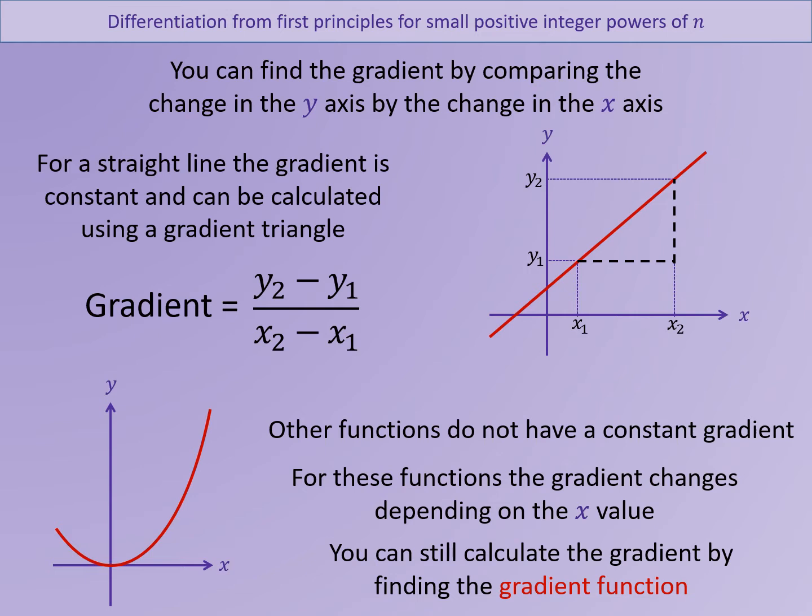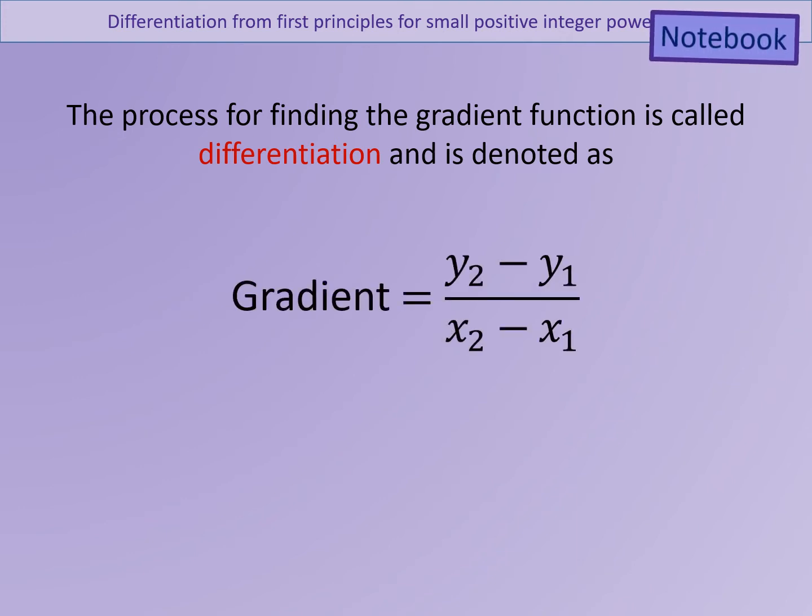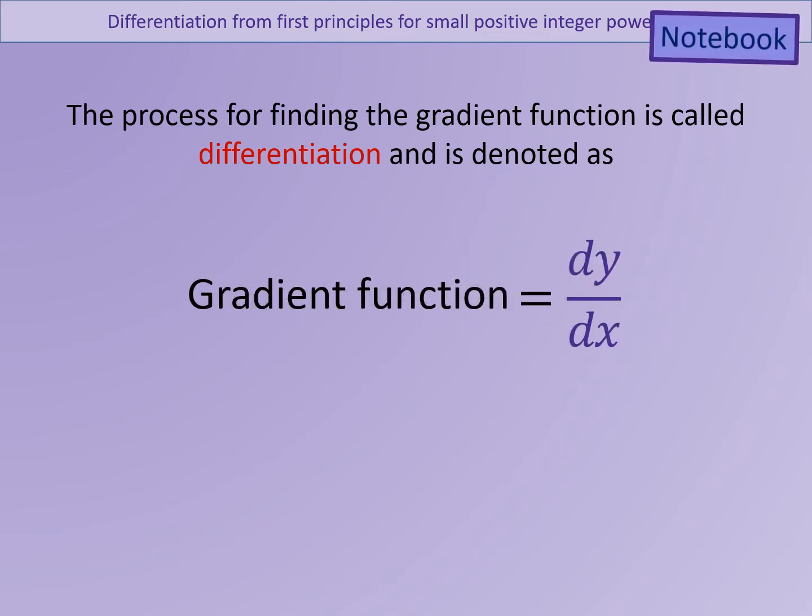And the reason why that method works is taught using differentiation from first principles. So the process of finding this gradient function that we can use to find the gradient of any point on a curve is called differentiation. And as we've already seen, when you are working out the gradient of a straight line, this is the formula that you use. If we want to find the gradient function, which we can use to find any point on a curve, then the notation that we use is dy over dx, or dy by dx is how we sometimes say that.